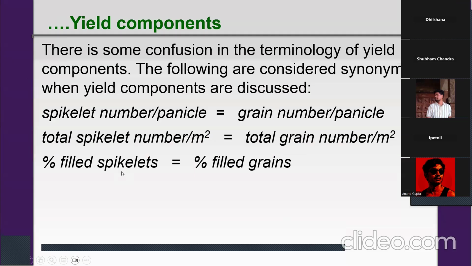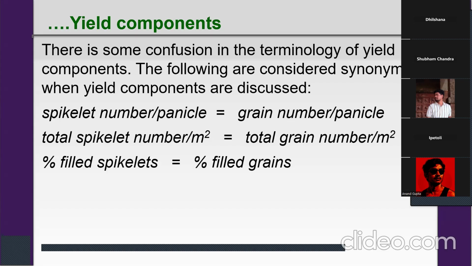I'm giving you some examples later. So there is some confusion in the terminology of yield components. The following are considered synonyms when yield components are discussed. For example, if I say spikelet number per panicle, I can also say grain number per panicle because one spikelet will give us one grain, whether that grain is filled or unfilled, but it will be counted as a grain.